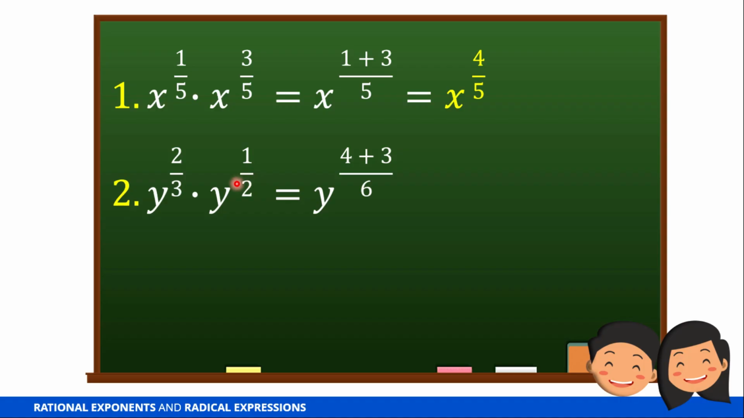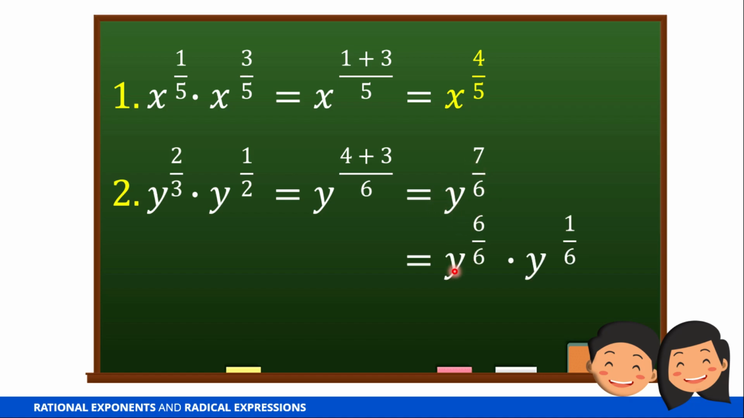Kunin muna natin yung kanilang magiging denominator, which is 6. And then, 6 divided by 3, that is 2 times 2, we have 4. 6 divided by 2, that's 3 times 1, that is 3. Kaya 4 plus 3, we have 7 over 6. So, magiging y to the 7 over 6 power. Meron tayo ditong mas mataas na numerator kaysa sa denominator. Pwede pa natin itong i-simplify.